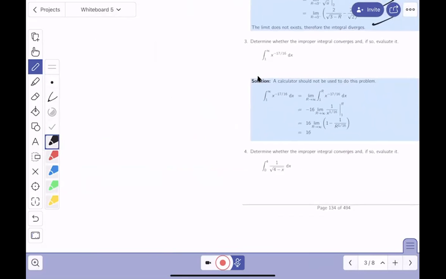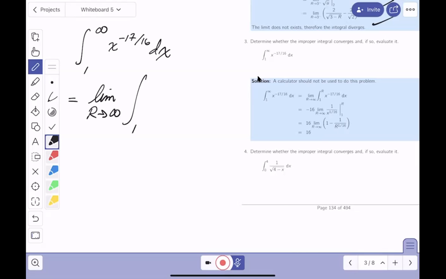And number 3, they want to do this integration over here. Well, I'll write it down for you. They want to do the integration from 1 to infinity. This is automatically an improper integral. It's going to infinity. And you get x to the minus 17/16 dx. So I want to write it as a limit problem, limit as r goes to infinity, and this goes from 1 to r now, x to the minus 17/16 dx.